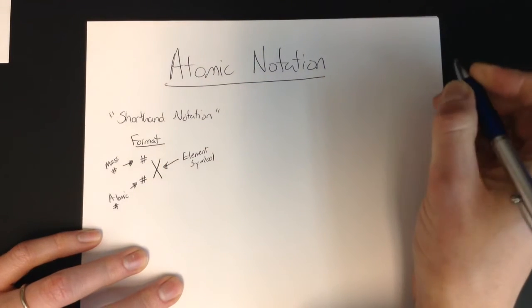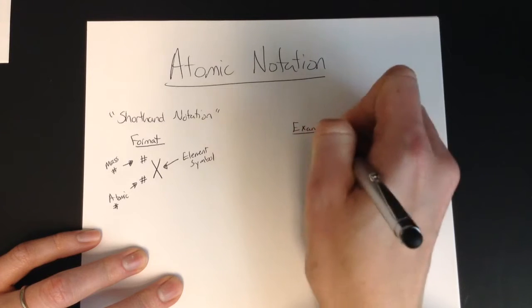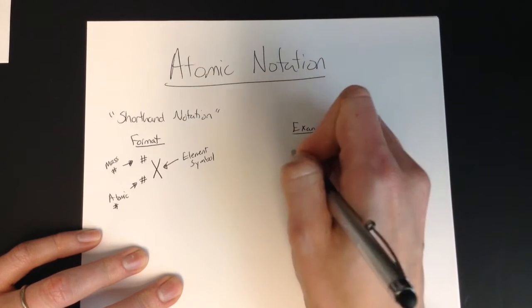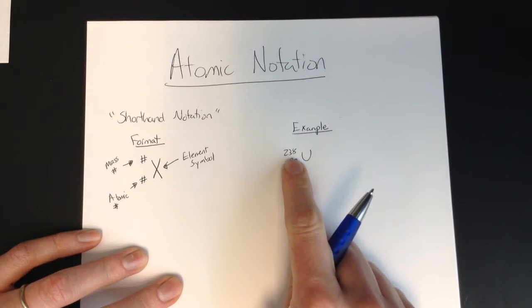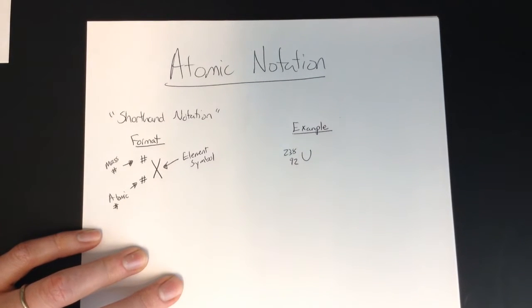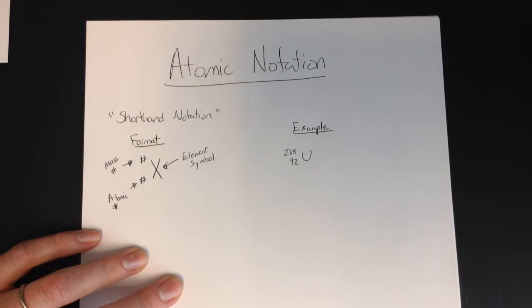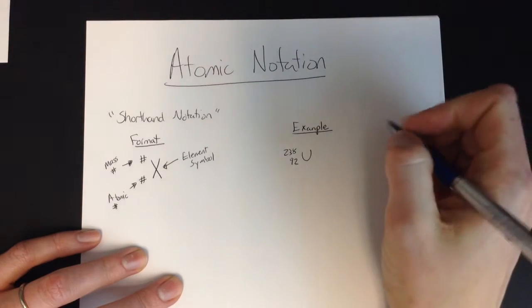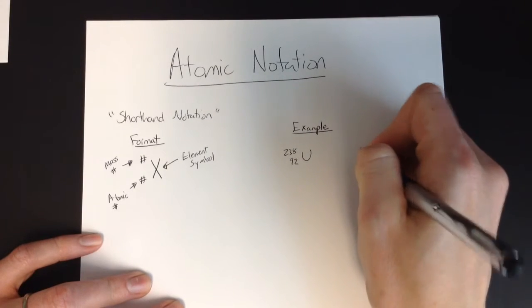Let's look at some examples of what this one looks like. Let's say that we have uranium, 238 and 92. So the 238 tells us the mass number. There's 238 things in the nucleus, and there's 92 protons, so you can figure out how many neutrons there are. We could also write helium.